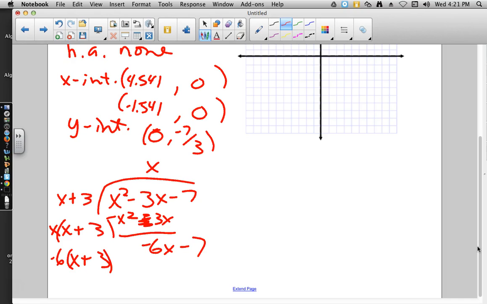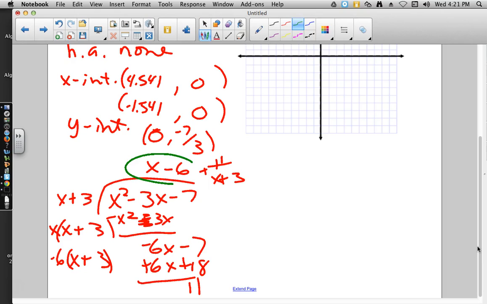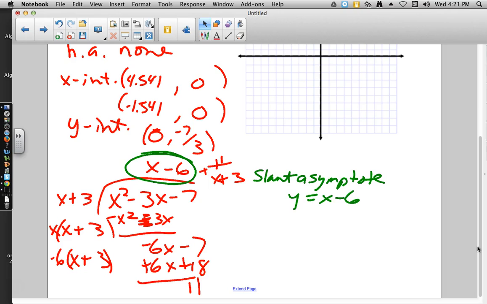I need to multiply that by a negative 6. That will give me negative 6x minus 18. It's going to do its job, so I'm going to put that negative 6 up here and then change the signs and add, and that leaves me with 11 for a remainder. But we don't really care about what we have as a remainder there. This is what we needed, and that was our slant asymptote. That's going to save us some work. Y equals x minus 6.